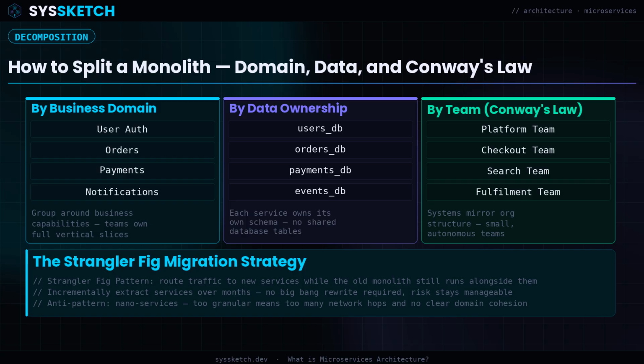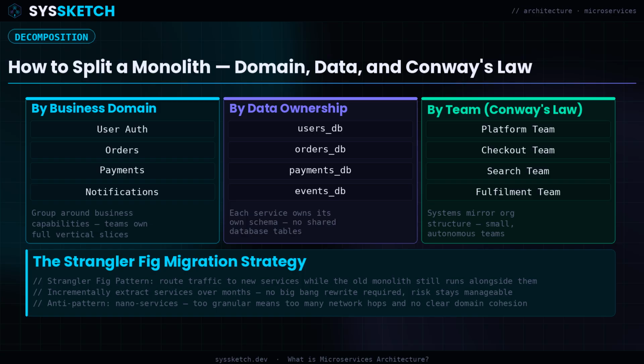Second strategy is decomposition by data. Each service owns its own database schema, with no shared tables. This enforces loose coupling at the storage layer. The third strategy follows Conway's law. Your system architecture will mirror your organizational structure. Small autonomous two-pizza teams naturally produce small autonomous services.